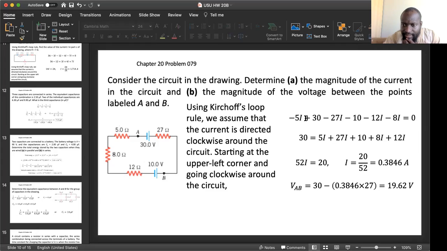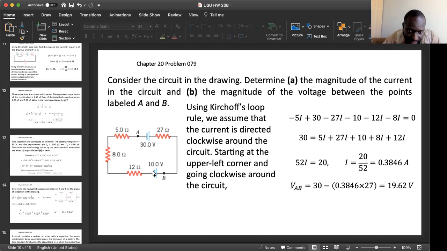But I like to use minuses for the resistance and pluses for potential rise along the voltage cells, and minus for potential drops across the voltage cells. So if I had taken my loop direction to be opposite my current direction, then everything would change. Let's say current is going clockwise, I'm going counterclockwise. So all these minuses will become plus 5i, plus 27i, plus 12i, plus 8i.